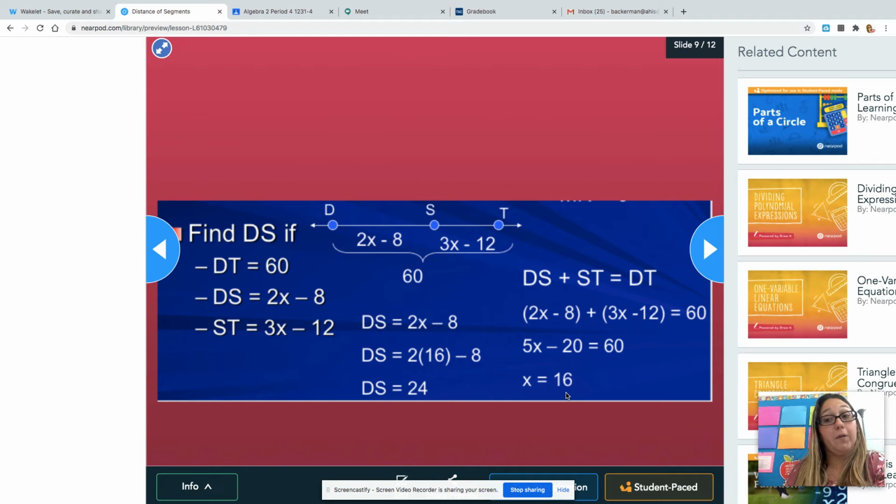Now, you've got to be careful. Some of the questions on the homework say solve for x. Other questions say solve for a certain segment. In this case, it says solve for DS. So if I go back up here, DS was represented by 2x minus 8. Well, now I know x, so I'm going to substitute 16 in. So now I have 2 times 16 minus 8. Okay, so I get 32 minus 8. And so now I know that DS is 24.